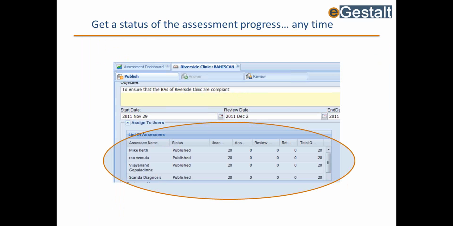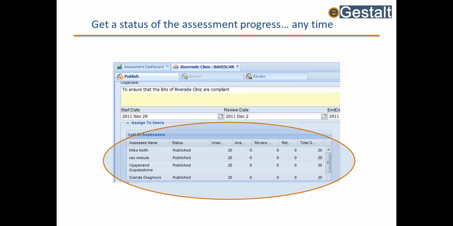And as a covered entity, you will have complete visibility in terms of where the BAs stand with respect to answering the questions. How many questions have been answered? Have they completed answering all the questions? All of that information is available to you, the covered entity, and the channel partner, so that you're completely aware of the progress or lack thereof.